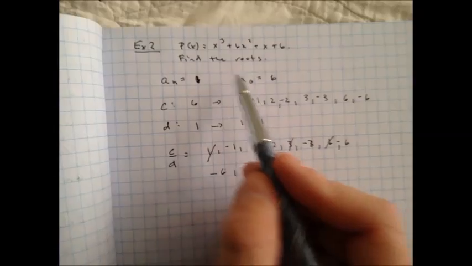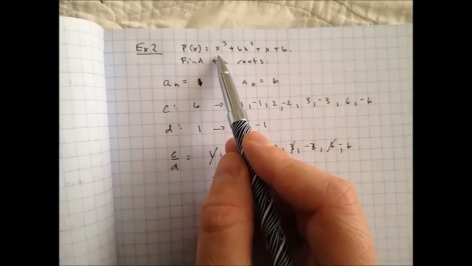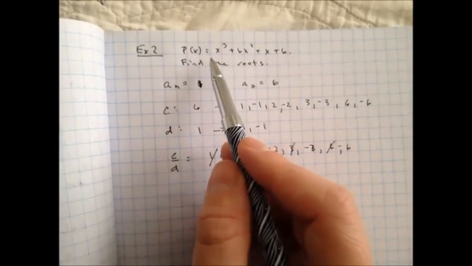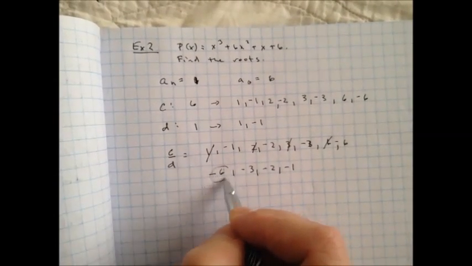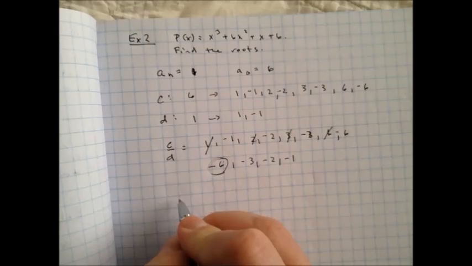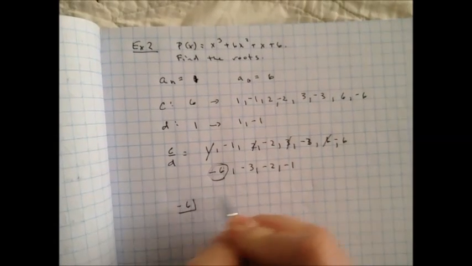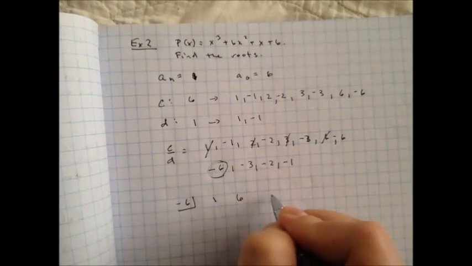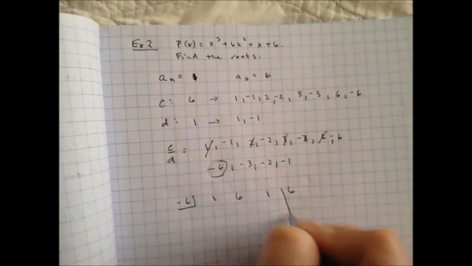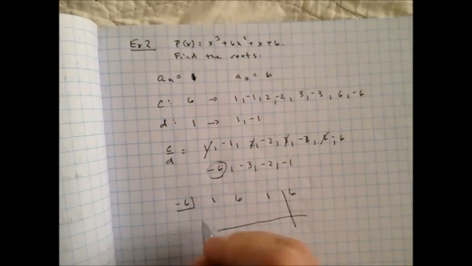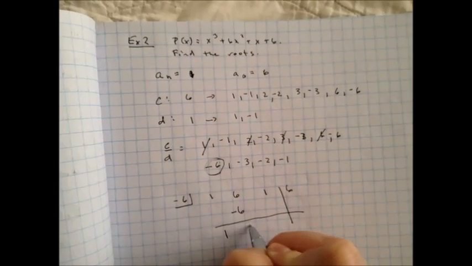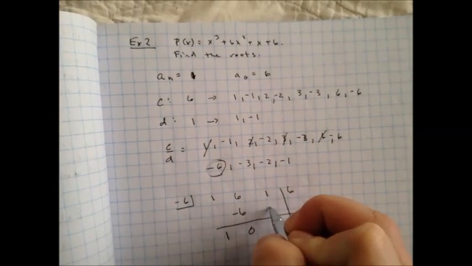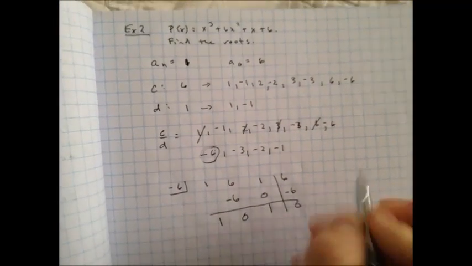Well, like I said earlier, this is factorable. Since it is factorable, I know how to factor it. I know that negative 6 is going to be one of the answers. So I'm going to do negative 6. I do 1, 6, 1, 6. I bring down the 1. 1 times negative 6 is negative 6, so that's 0. Well, negative 6 times 0 is 0, so that's 1. That gives me negative 6, which is 0.